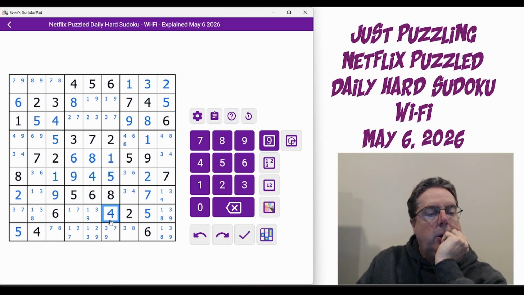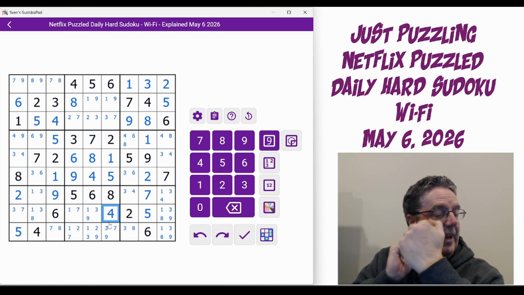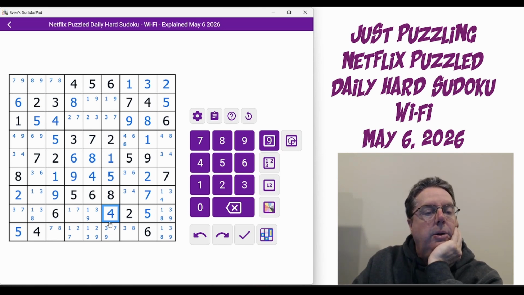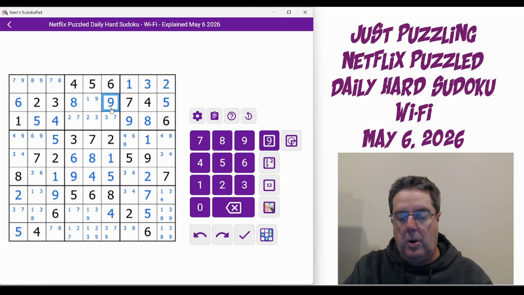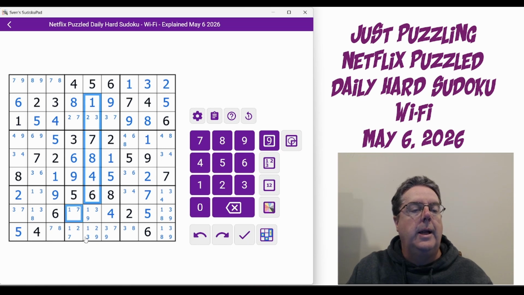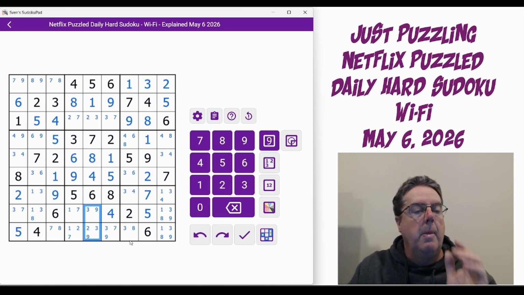Okay, 9, 9, 9, 3, 7, 9. Okay, so 3, 7. So 1 can't be here. This can't be a 1, so it must be a 9. Leaving this to be a 1 here because that can't be a 9. 1 comes down here. No, let's do that. 1 comes down here, so 1 can't be here.